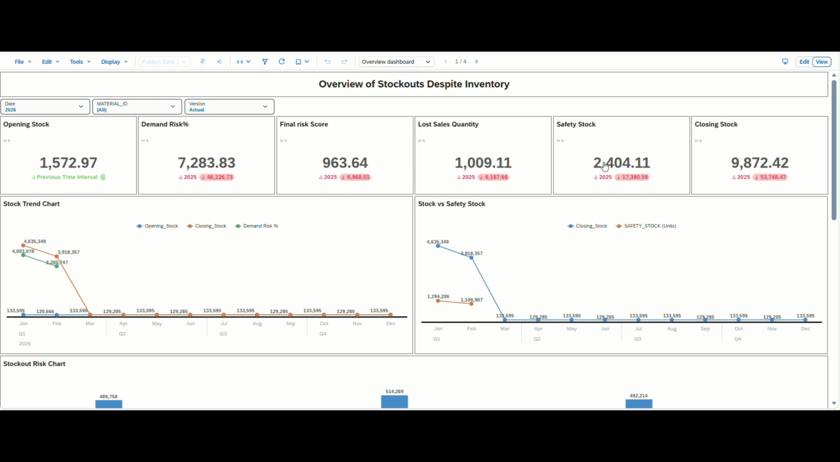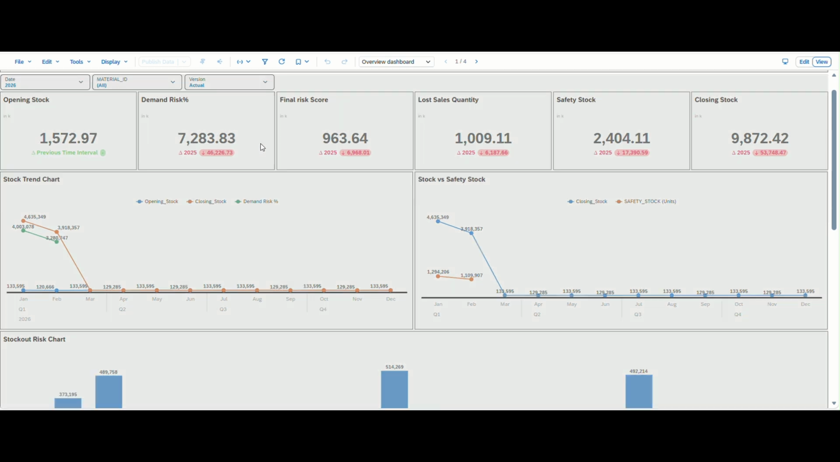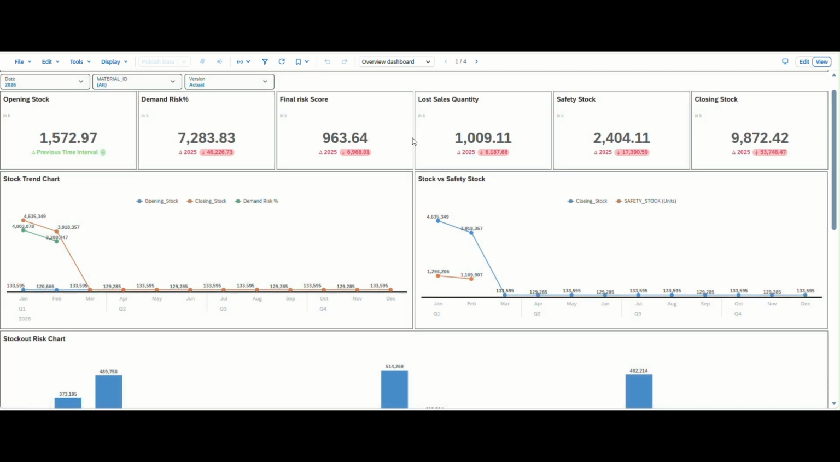The safety stock level currently stands at 2,404.11 K, helping businesses maintain sufficient inventory buffers to support uninterrupted supply continuity. Finally, the closing stock is recorded at 9,872.42 K, providing visibility into the ending inventory balance after demand fulfillment activities. Together, these KPIs provide a strong foundation for evaluating inventory readiness, fulfillment efficiency, and stockout exposure.